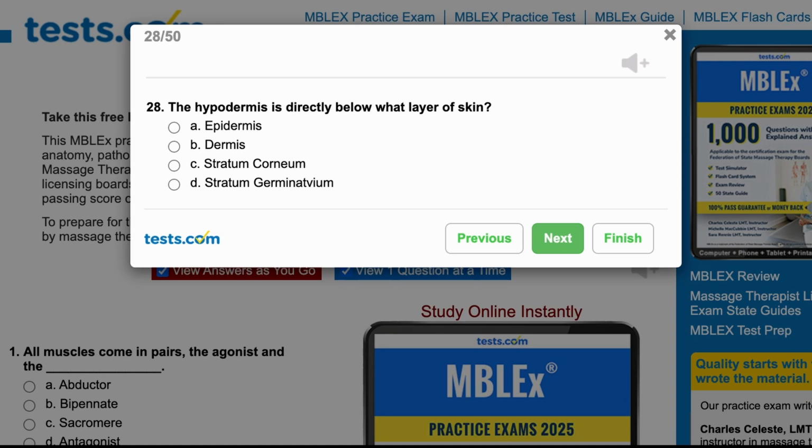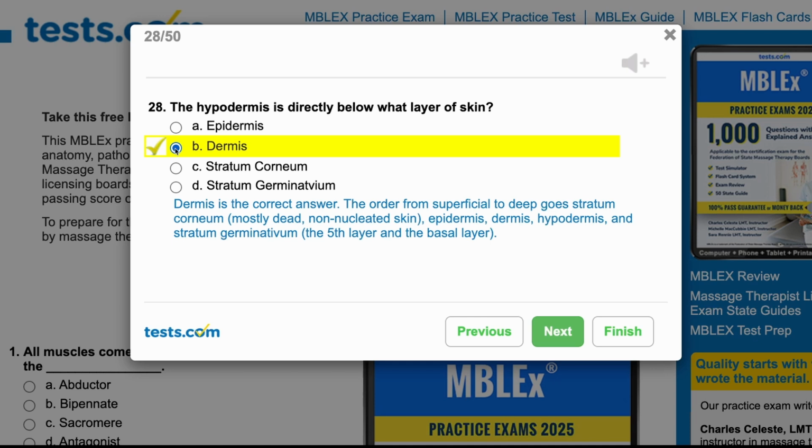Question 28. The hypodermis is directly below what layer of skin? A, epidermis, B, dermis, C, stratum corneum, or D, stratum germinativum? B, dermis is the correct answer. The order from superficial to deep goes stratum corneum, mostly dead, non-nucleated skin, epidermis, dermis, hypodermis, and stratum germinativum, the fifth layer and the basal layer.